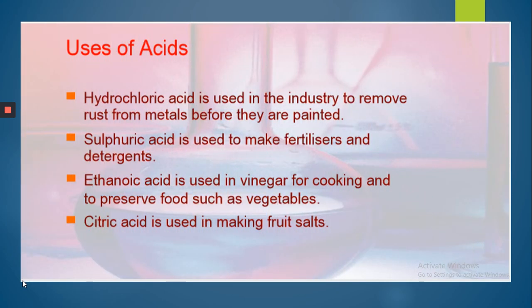What are the uses of acids? Hydrochloric acid is used in industry to remove rust from metal before it is painted. Sulfuric acid is used to make fertilizers and detergents. Sulfuric acid is used in batteries also. And one more important point about sulfuric acid is that it is known as the king of acids. Ethanoic acid is used as vinegar for cooking and to preserve food such as vegetable pickles. Citric acid is used in making fruit salts.